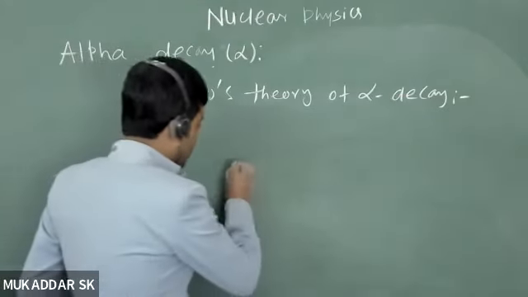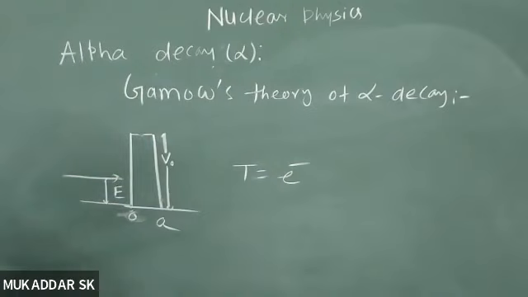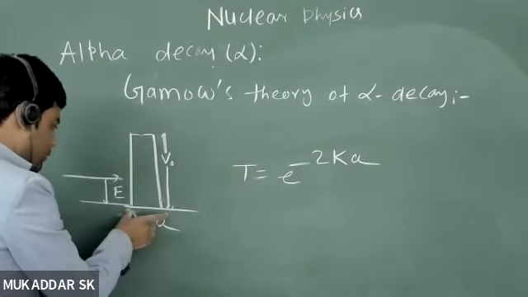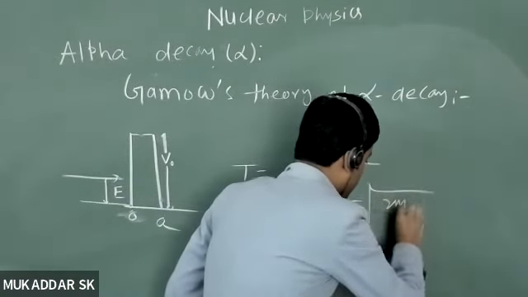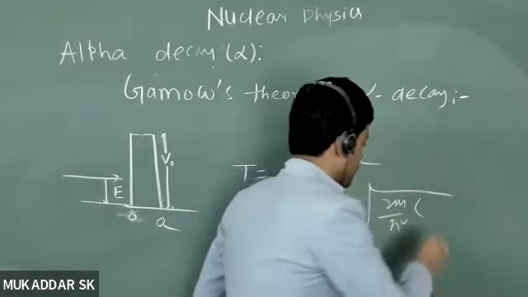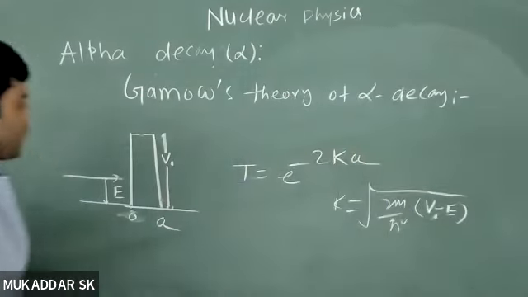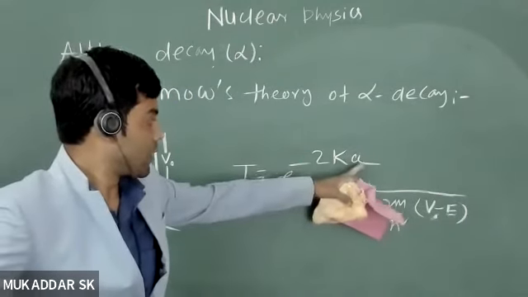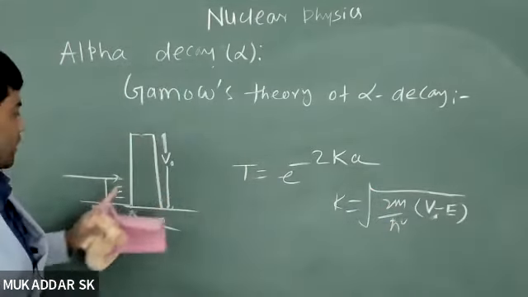The tunneling probability T is e to the power minus twice K into the barrier width. The width is 0 to a, so the width is a. And K is root over 2m by h cross square times V naught minus E. So the particle can tunnel through the barrier with probability e to the power minus twice Ka, where a is the barrier width, K is root over 2m by h cross square V naught minus E, V naught is the barrier height, and E is the energy carried by this particle.